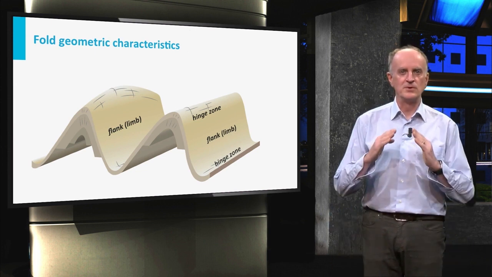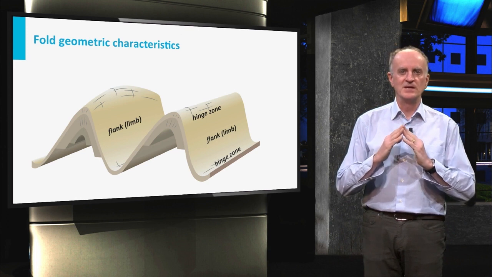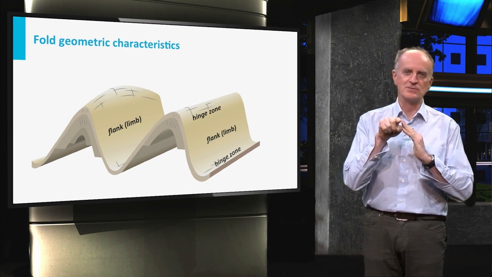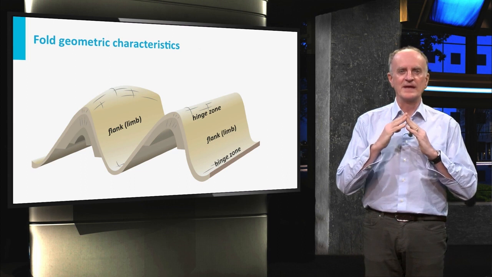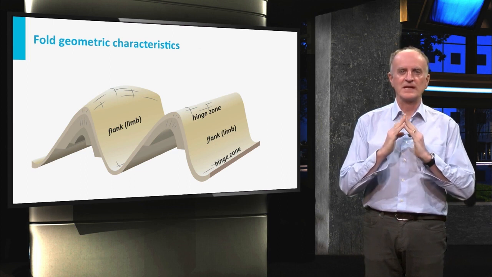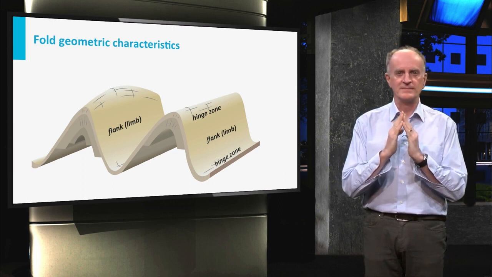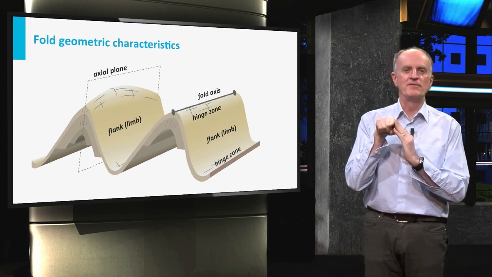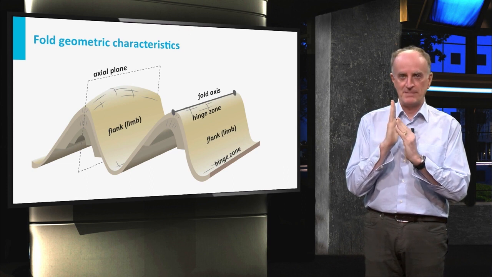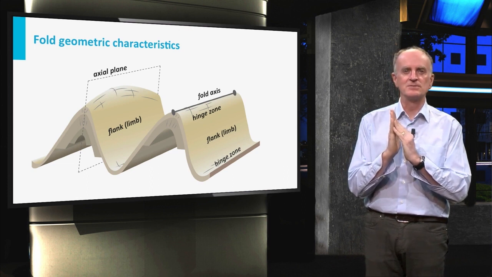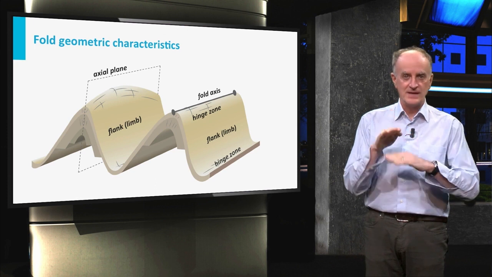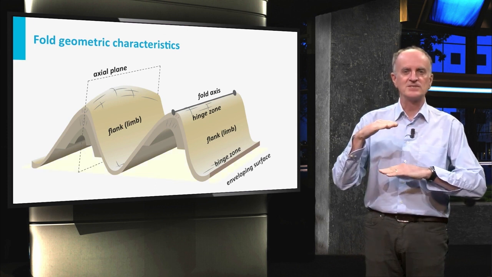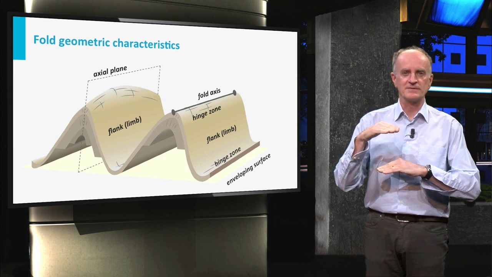A fold is composed of two flanks or limbs, which are connected by a hinge zone. Depending on the angle between the flanks, the fold can be more or less open. The line parallel to the hinge zone is called the fold axis. The plane which contains the hinge zones of the folded layers is called the axial plane. The surface connecting the hinge zones is the enveloping surface.